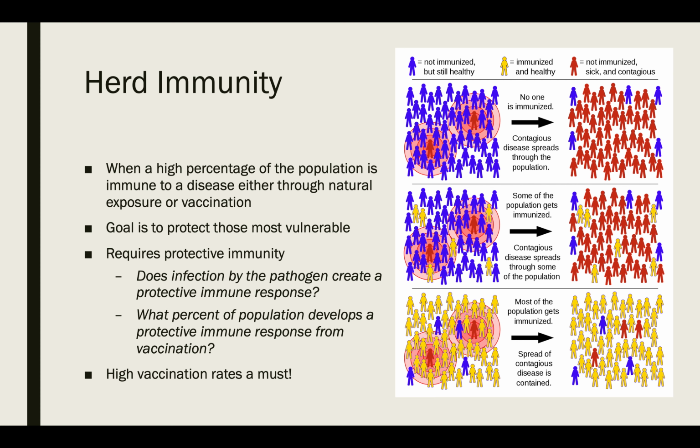That includes children, anybody immunocompromised. There are some people that can't get vaccines for various reasons, like, say, someone with HIV. So anyway, this is herd immunity. If you have questions about it, there's a lot of great videos on YouTube as well that explain it.